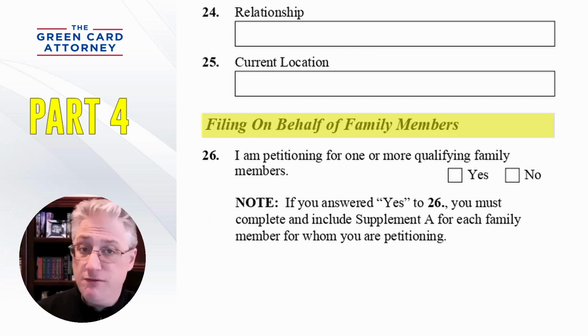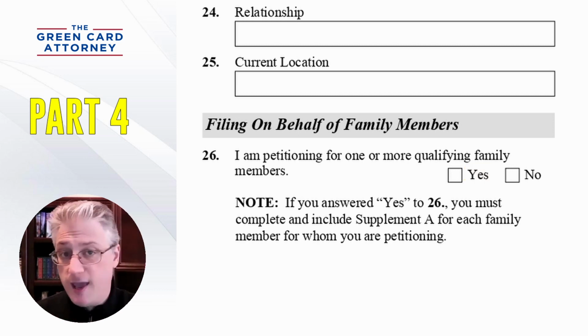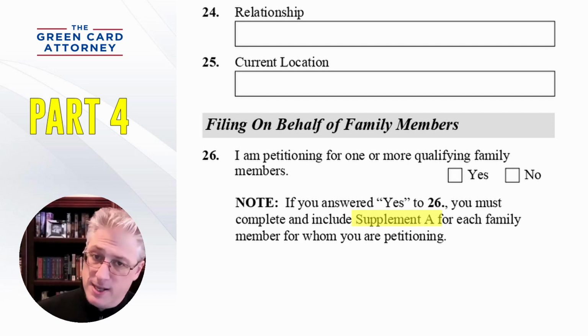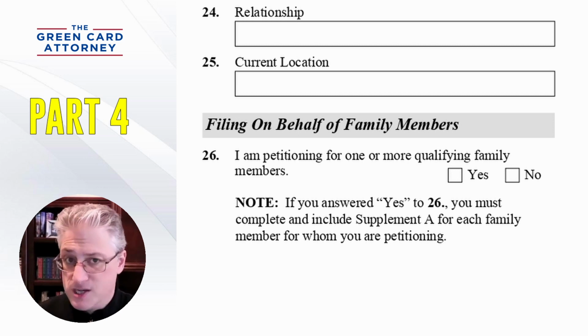In the last part of this section, filing on behalf of family members, you have to select yes if you're applying for a U visa for other members in your family. If this is your case, you have to include a Supplement A. Spouse, parent, child, sibling. Again, it depends on the circumstances when you can apply for it. That's not the purpose of this video. But if you are filing for yourself and someone else, you have to indicate yes, and that individual will need a Supplement A. That's Form I-918 Supplement A. Not to be confused with Form I-918 Supplement B, which is the law enforcement certification, and just Form I-918, which is all about the victim.